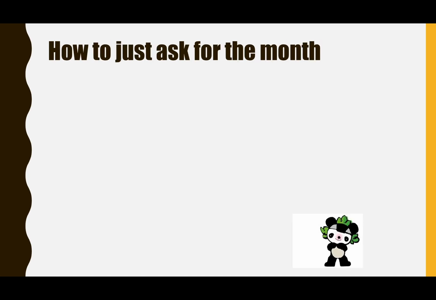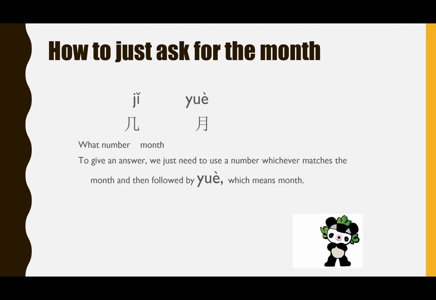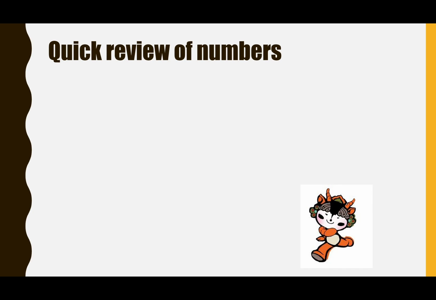Do we still remember how to ask for the month? 几月, which month. When we talk about months, we put numbers in front of 月. To answer, we use the number that matches the month, followed by 月, which means month. Do we still remember the numbers from 0 to 10, and the numbers from 11 to 20?